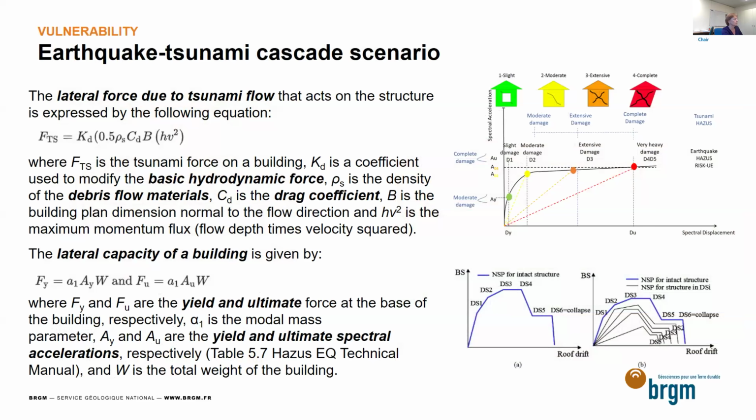So for the tsunami, we use a lateral force due to the tsunami flow. And here it is based on a function of the hydrodynamic force and also the density of the debris flow material and the drag coefficient. And we have also the lateral capacity of the building, which is a function of the ultimate yield and ultimate force, and multiplied by the total weight of the building.